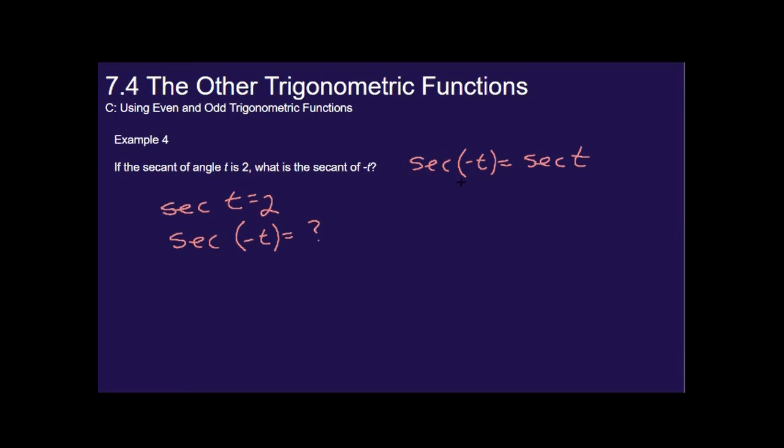Okay, but I know that secant of negative t is equal to the secant of t because it is an even function. Therefore, secant of t is equal to secant of negative t, and we know that the secant of t is equal to 2, so the secant of negative t is also equal to 2. Okay, let's look at another problem with this.